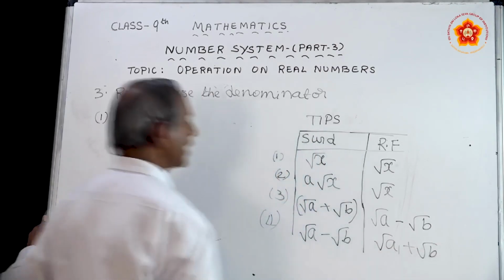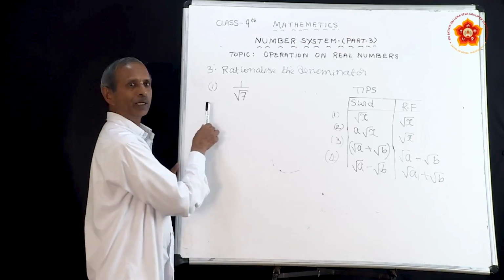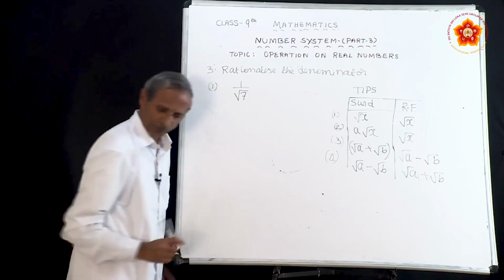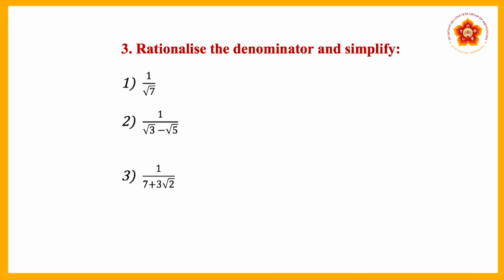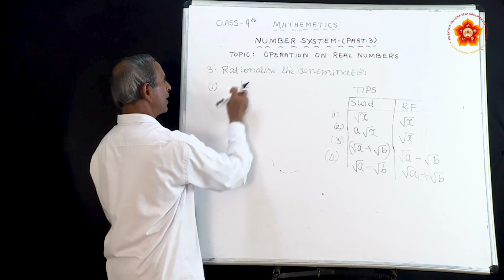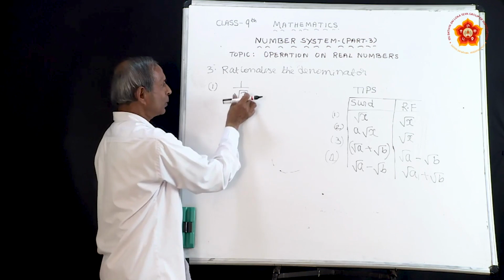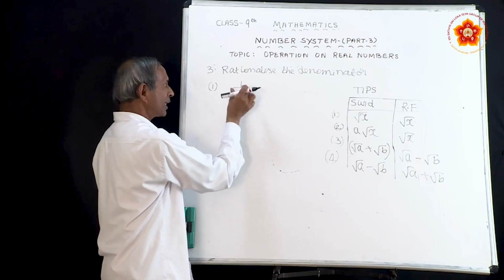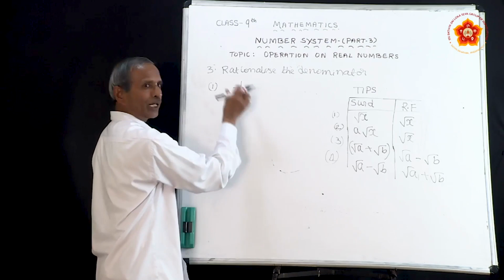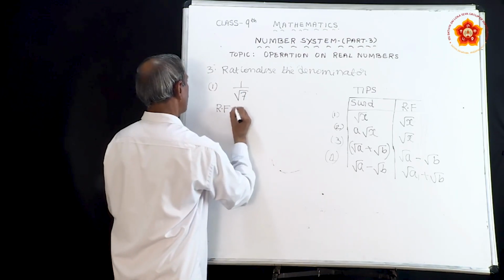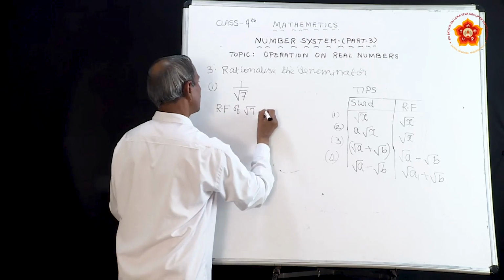Now these are the important tips we have to apply while solving this type of problem. Let us see how to simplify this problem. First of all, you have to see the denominator only. What is in the denominator? Denominator is root 7. Now what is the rationalizing factor of root 7? Definitely it is root 7 only. Therefore you have to write here RF of root 7 is root 7.